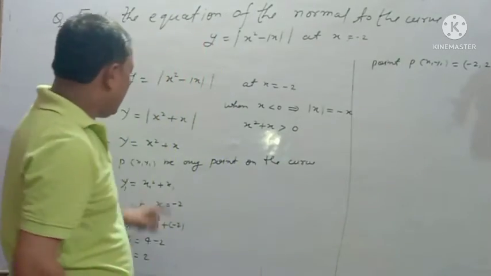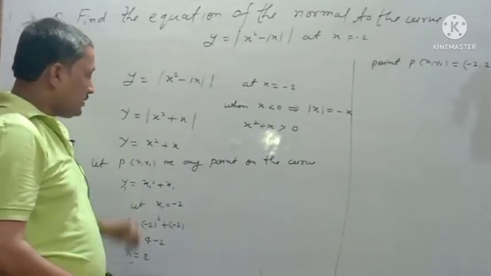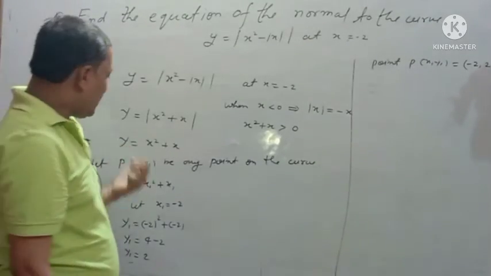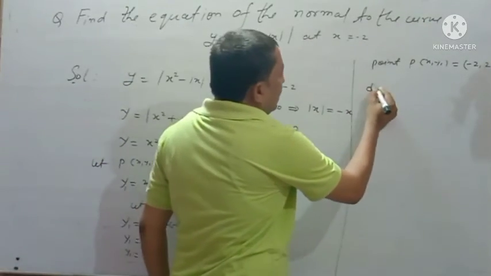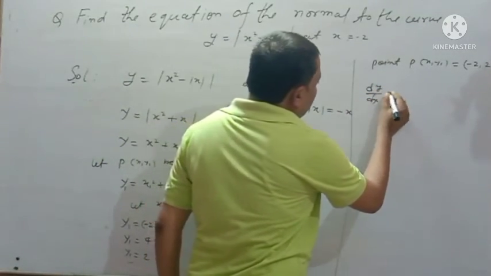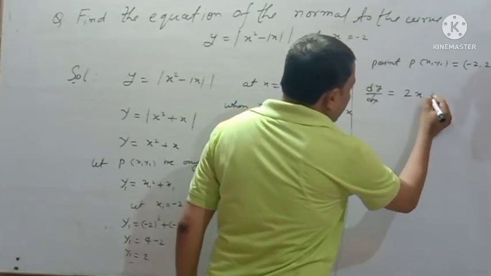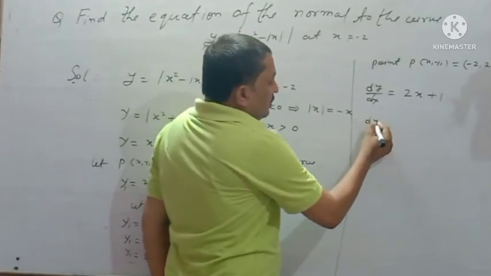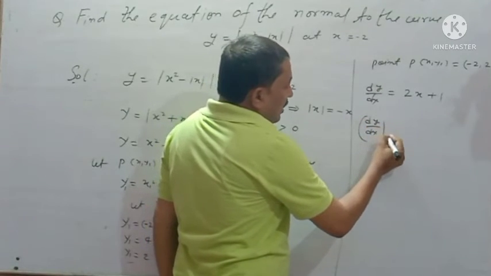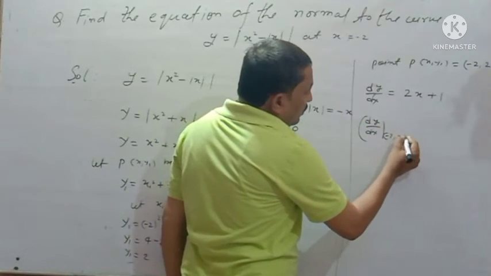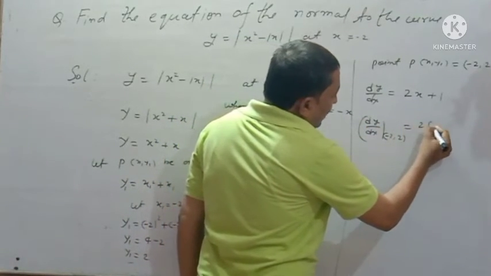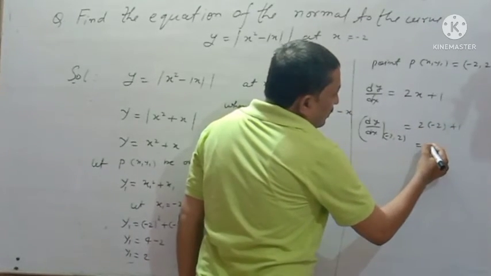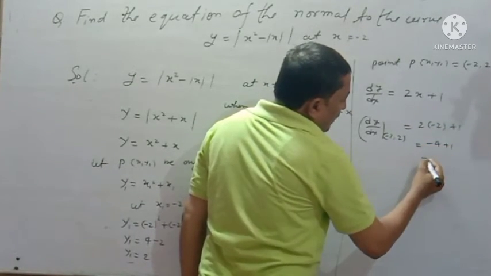Therefore, firstly we take the derivative of the function. The derivative of the curve with respect to x, we get dy by dx is equal to 2x plus 1. At the point (minus 2, 2), we get 2 times minus 2 plus 1, which is minus 4 plus 1, so we get minus 3.